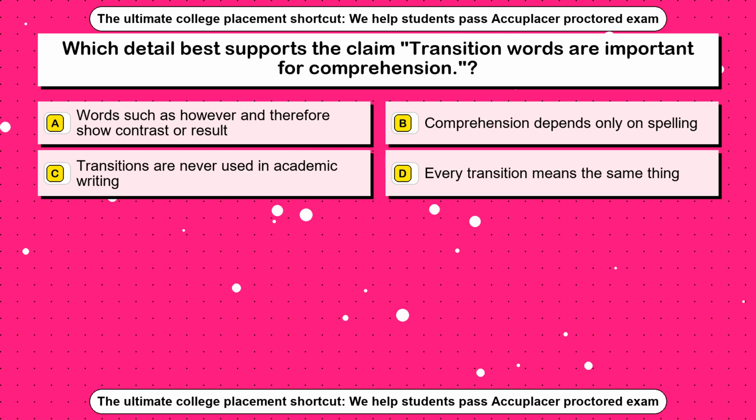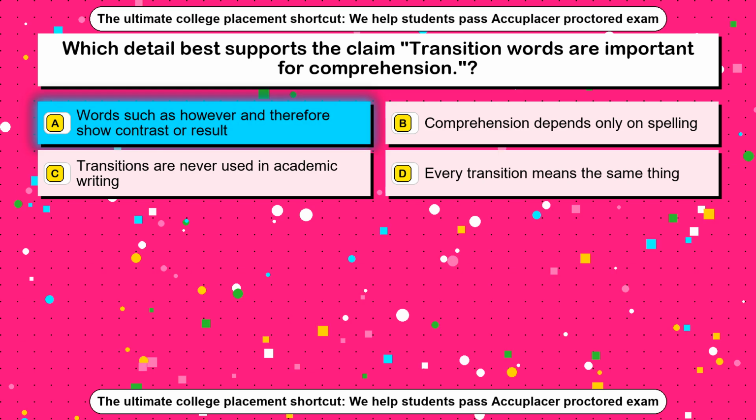Question 72. Which detail best supports the claim transition words are important for comprehension? Option A, words such as however and therefore show contrast or result. Option B, comprehension depends only on spelling. Option C, transitions are never used in academic writing. Option D, every transition means the same thing.